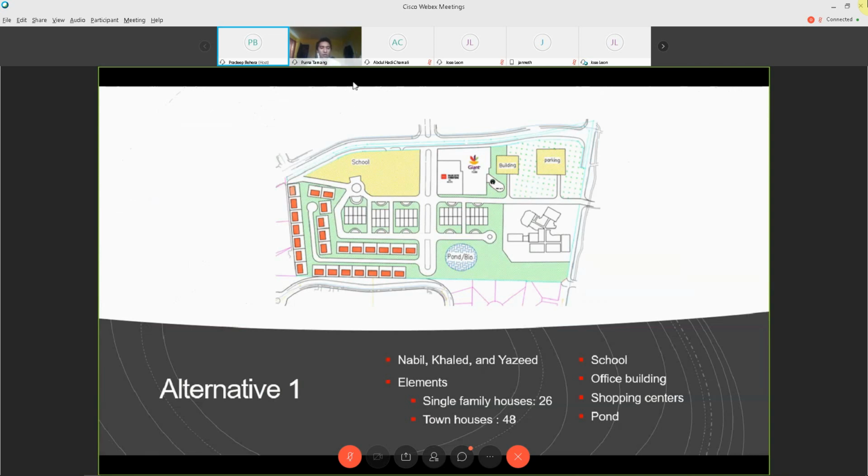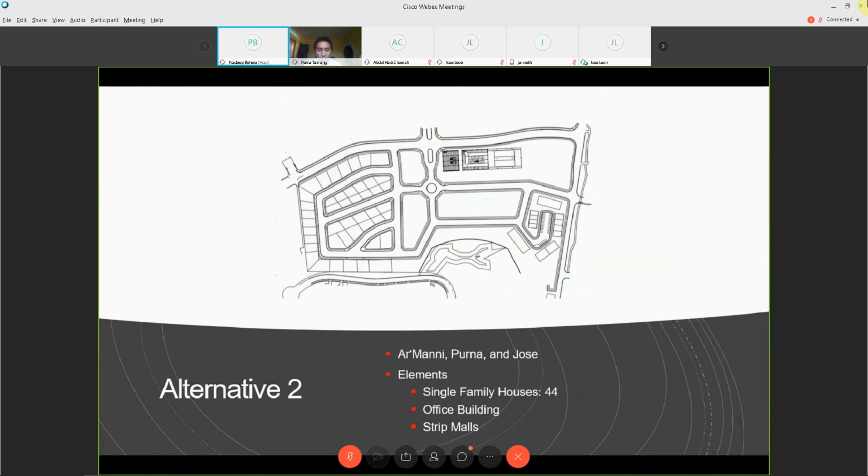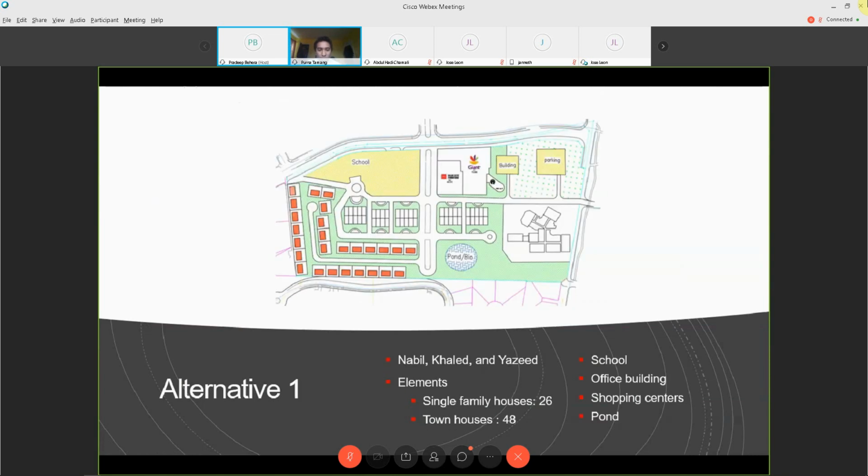Yeah, so in order to build our layout, our group divided into 3 groups, each group responsible for their own alternatives, and finally deciding on the final design together as a group. So this is our first alternative, which was designed by Nabil, Khaled, and Yazeed. They came up with 26 single-family houses, 48 townhouses. We have schools, office buildings, shopping centers, and the idea of pond and wetland areas.